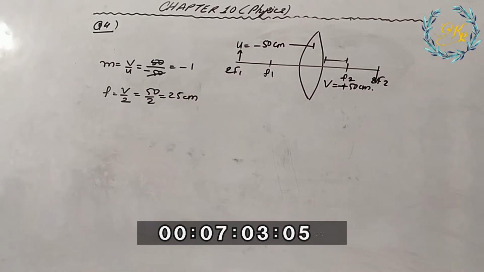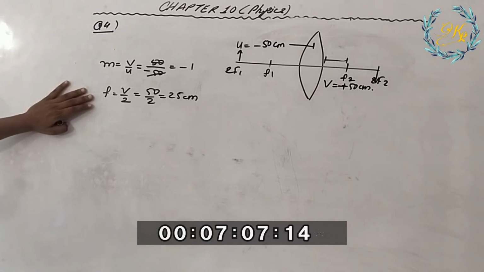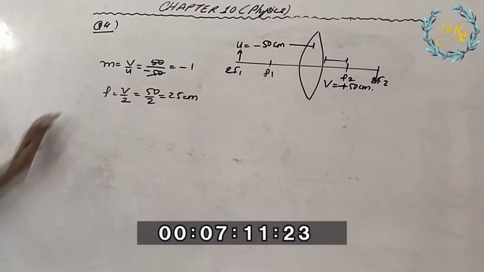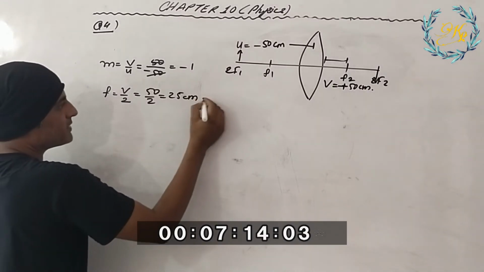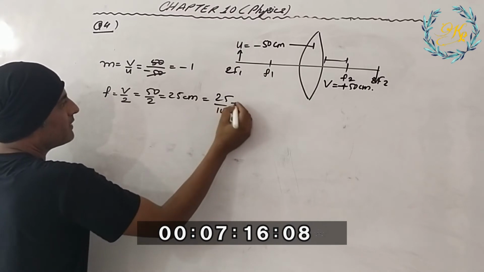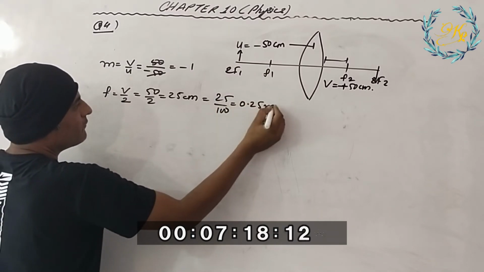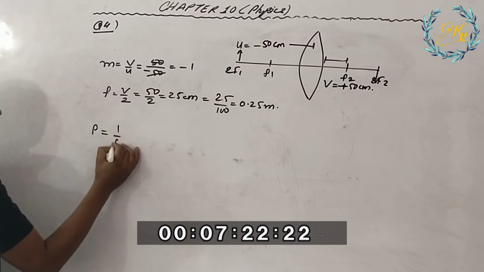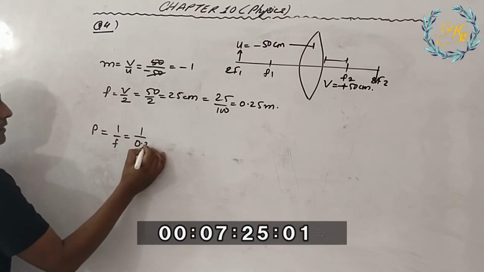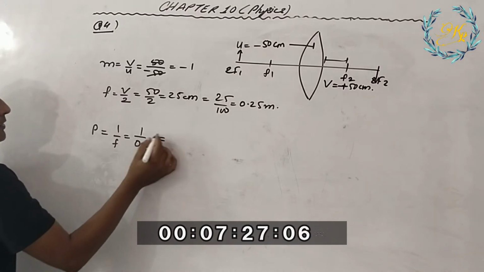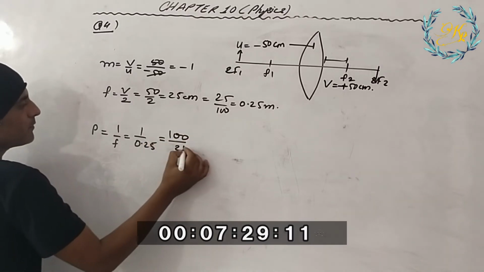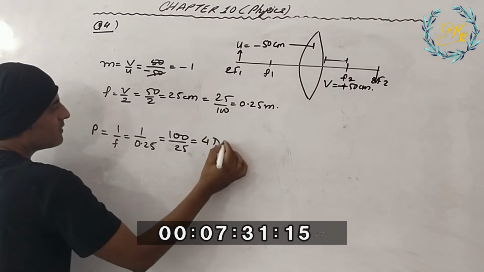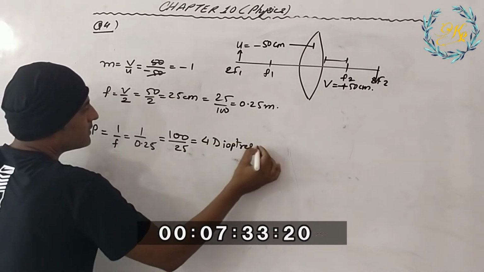Now why have I done this? Because I have to find out the power of lens, and for the power of lens I need the focal length. This can be changed to meters by dividing it by 100. I get the answer as 0.25 meters. Now using the formula of power of lens, 1 upon focal length, it gives me 1 upon 0.25. Removing 2 decimals, I get 100 upon 25. The answer is 4 diopters.